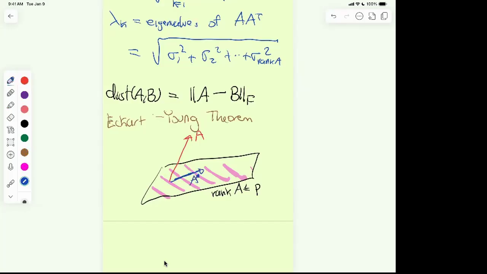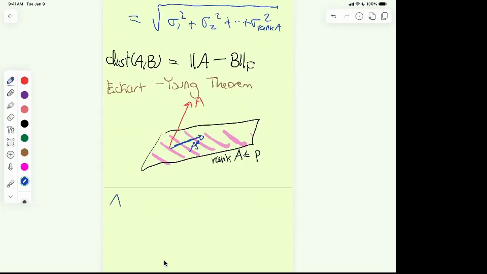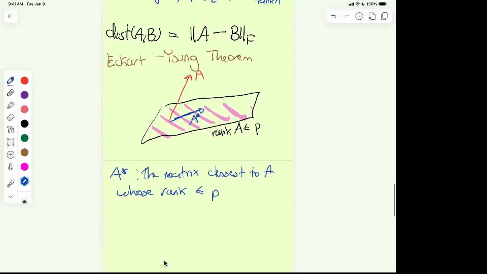You could try to find the matrix closest to A, in the sense of distance, now that we have a distance function, whose rank is less than or equal to P. And what Eckart-Young says is that you do the SVD and then you just keep the first P terms. This matrix is just the truncation, thinking in terms of the singular value decomposition, where the sum goes from 1 to the rank.